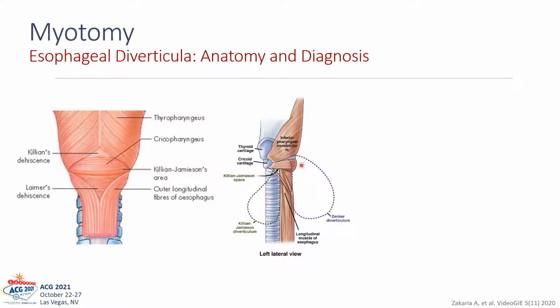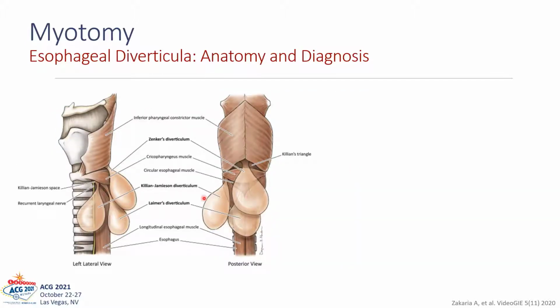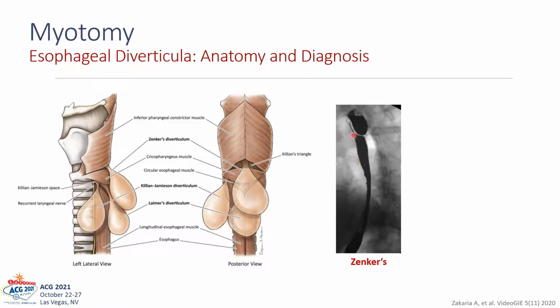And we have Zenker's kind of coming out above that cricopharyngeus. Here's another look at this, where the Killian-Jamison would be emerging in this tunnel here, right along that recurrent laryngeal nerve and right next to the trachea, whereas the Zenker's is coming out over this area. Another way to look at this, so the Zenker's coming out above the cricopharyngeus, the Killian-Jamison coming out laterally, perhaps better seen here, and then the Lamer's diverticula is coming out posterior and inferior to the cricopharyngeus, so just below the Zenker's.